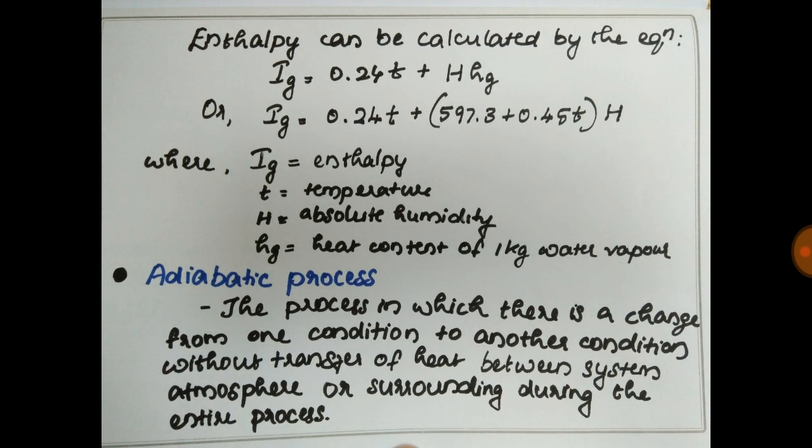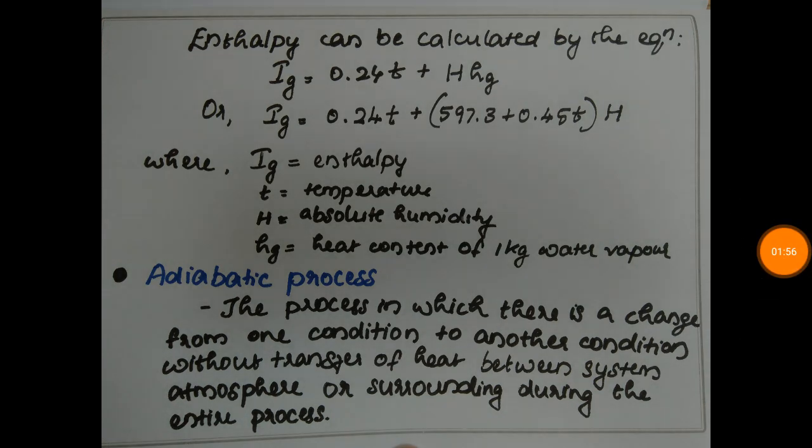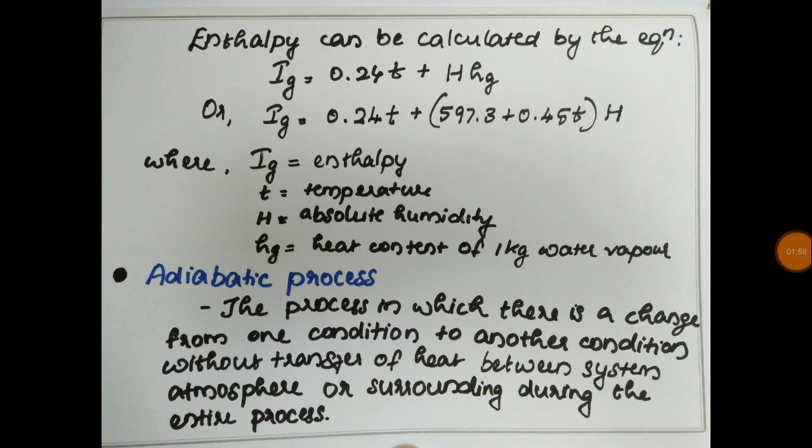The enthalpy can be calculated by the equation. The equation is Ig = 0.24 T + H Hg, or Ig = 0.24 T + (597.3 + 0.45 T) H, where Ig is the enthalpy, T is the temperature, H is the absolute humidity, and Hg is the heat content of 1 kg water vapor.